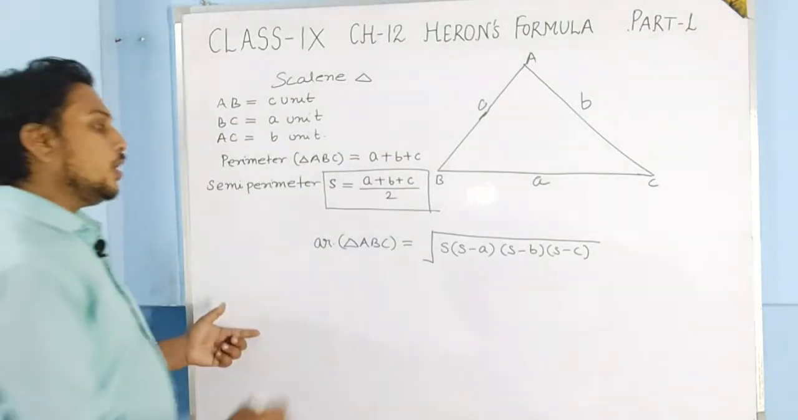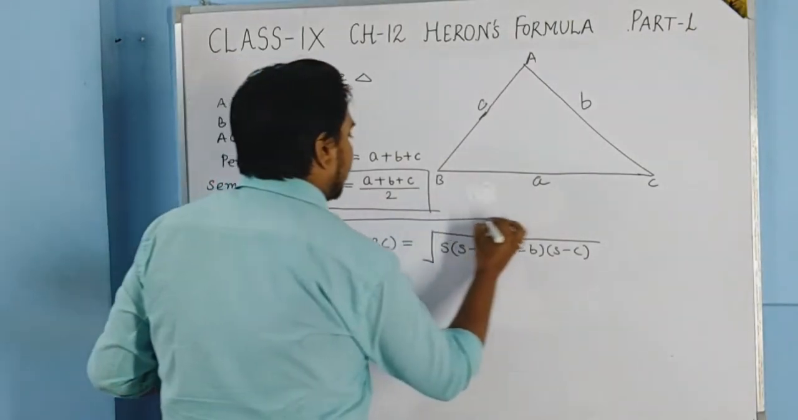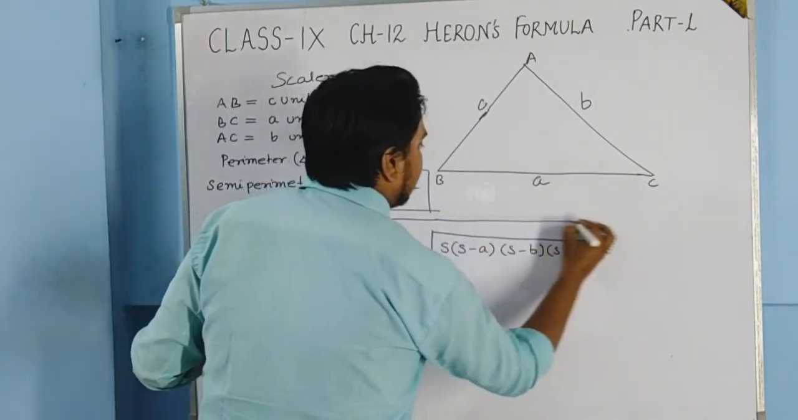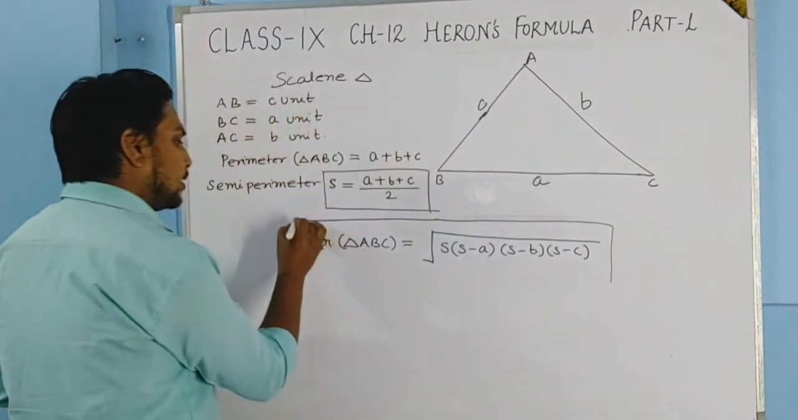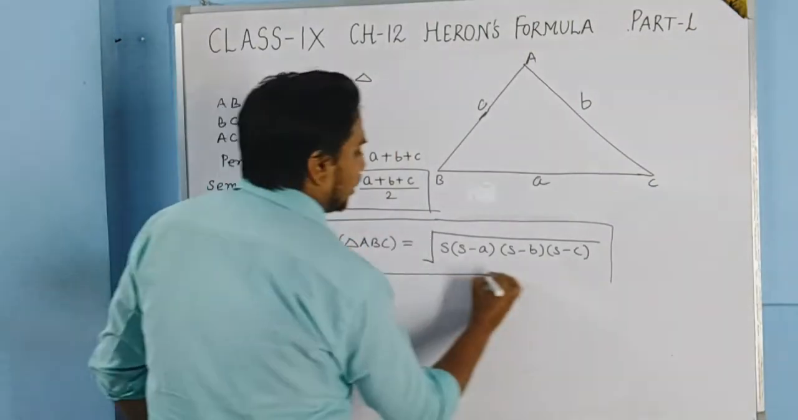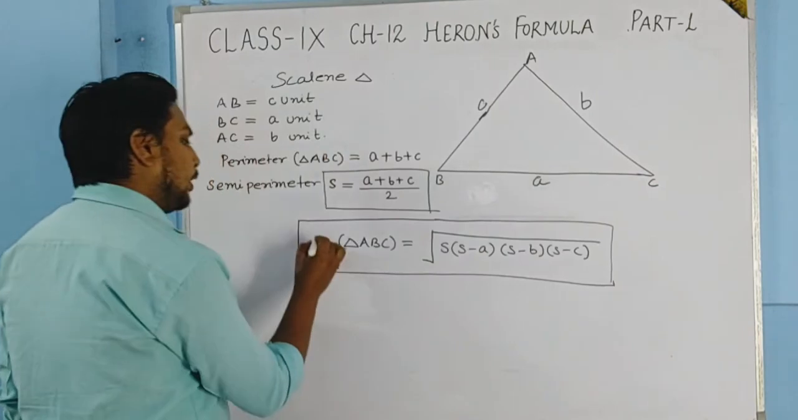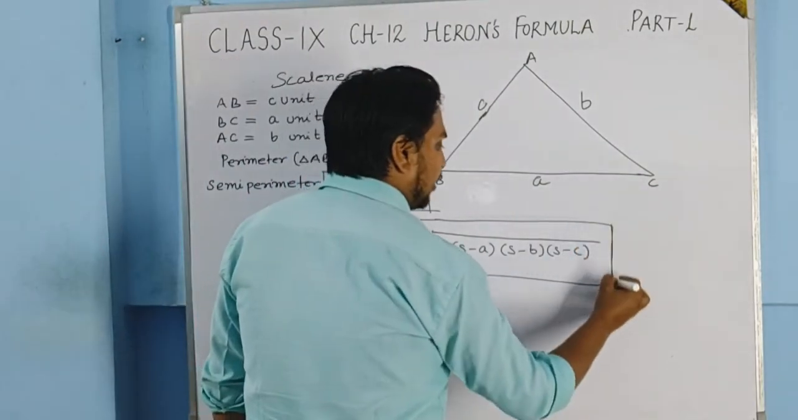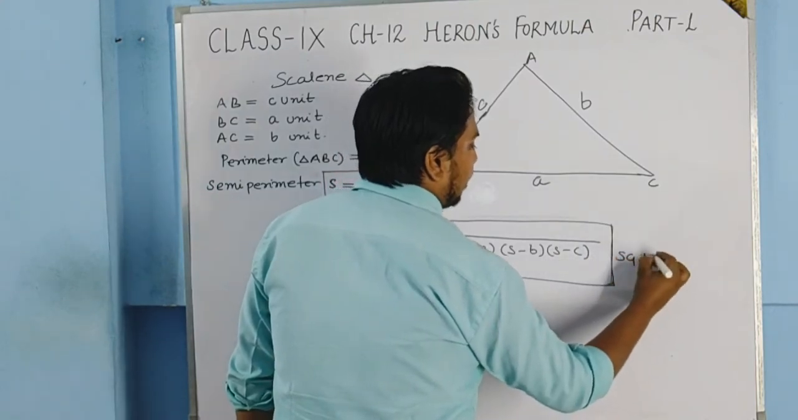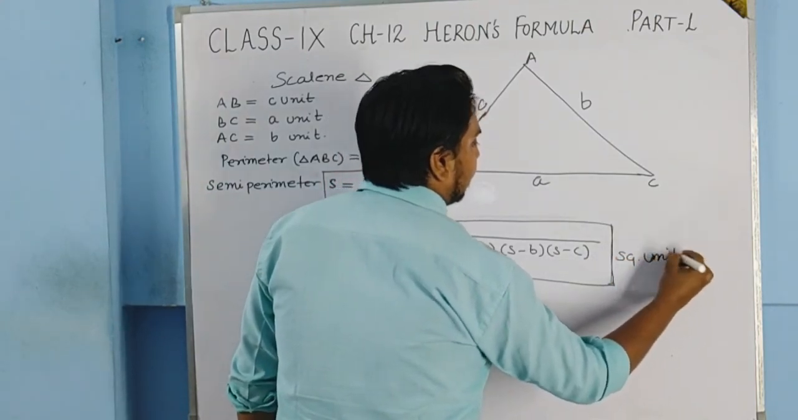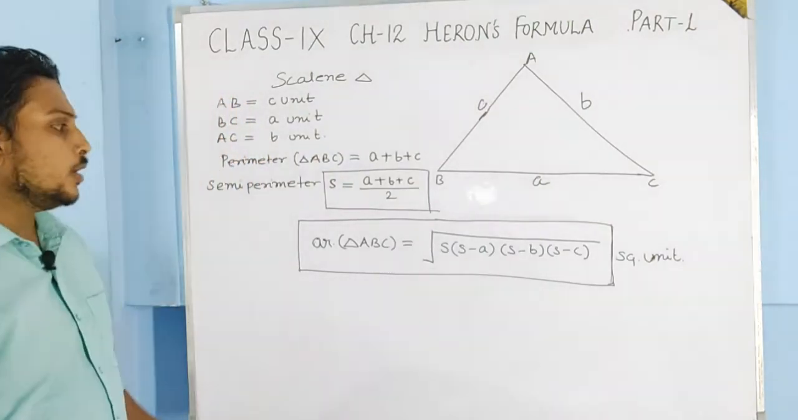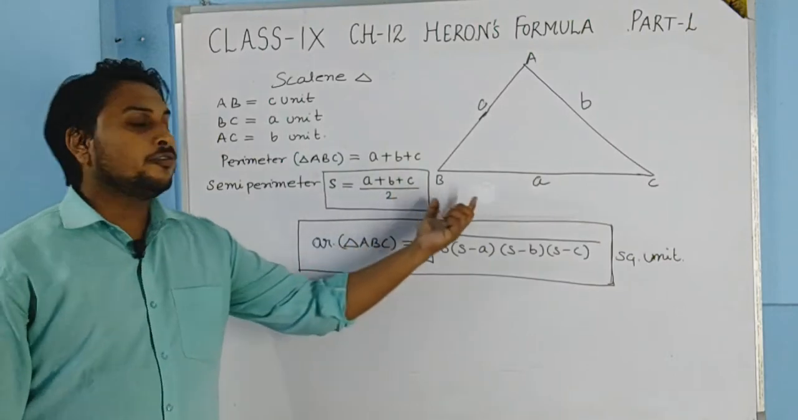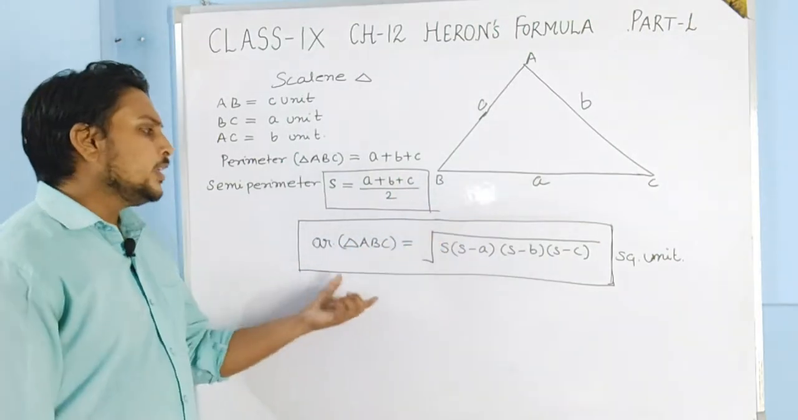This is the formula which is given by the mathematician Heron, and in his respect the name of this formula is called Heron's formula. Okay, and you know very well that whenever we write the area of any figure, we used to write square unit.